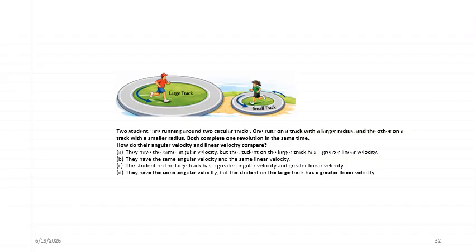See, this is also the same concept, which is connected with two students running around circular tracks. One runs on a track with a larger radius. So this person is rotating with a larger radius, R is more. The other one runs on a track with a smaller radius. So this one is a smaller track.